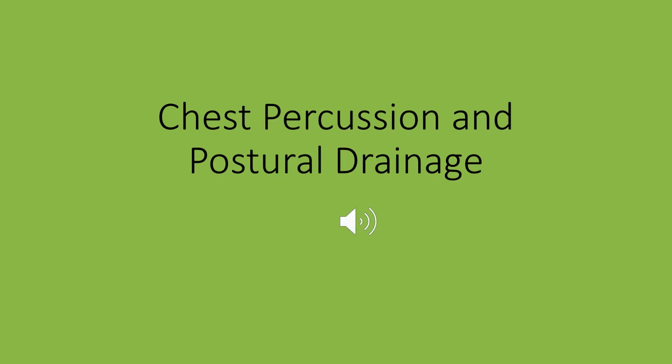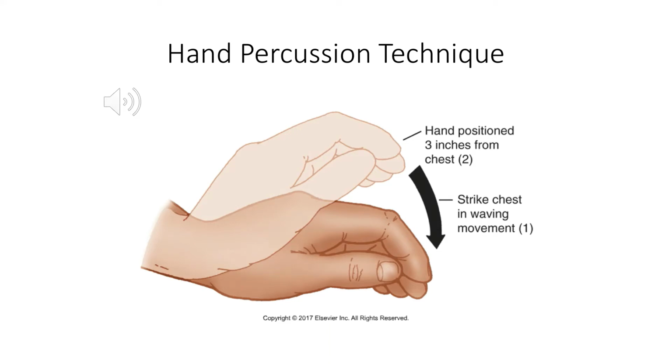Chest percussion and postural drainage. Percussion is a technique of clapping on the patient's chest wall with cupped hands. Of course, this is the manual procedure. Hand position is approximately 3 inches from the patient's chest. Strike the chest wall in a waving movement, alternating with each hand. A small air pocket is trapped, inducing a vibration through the lungs.